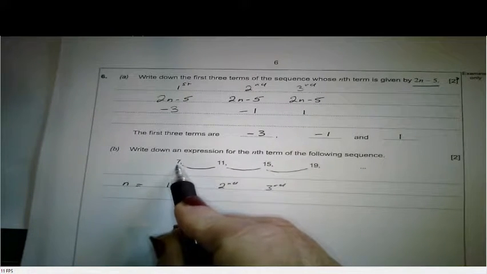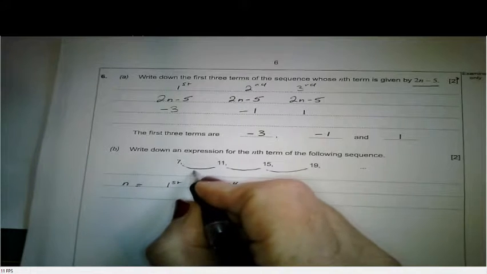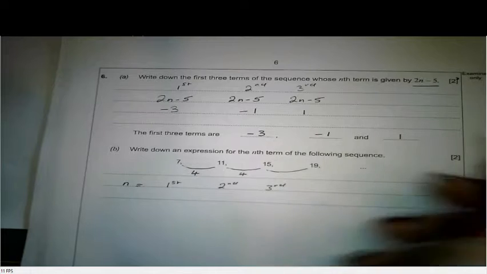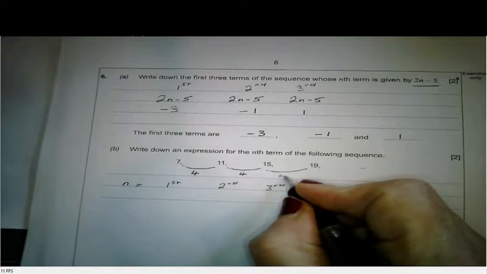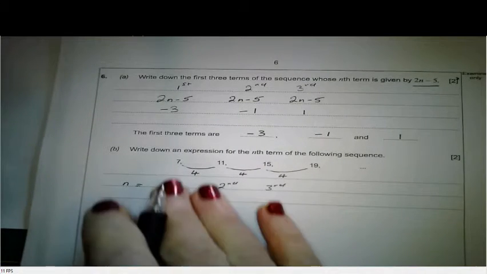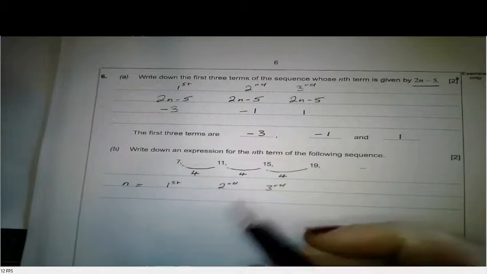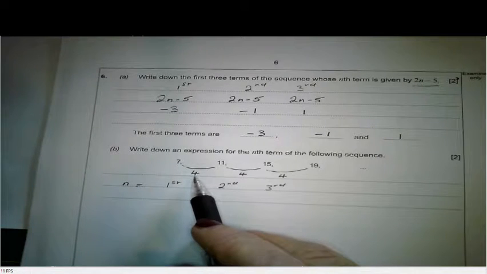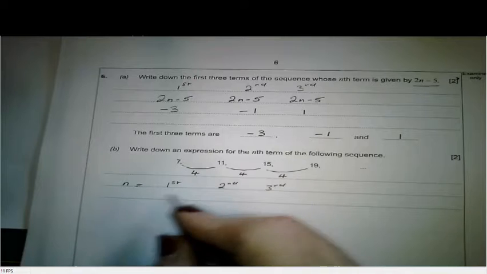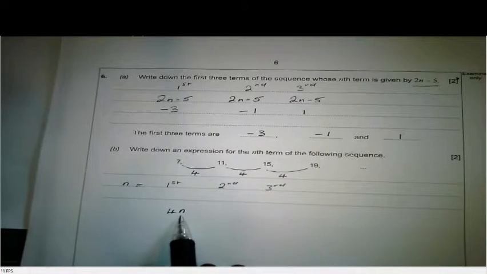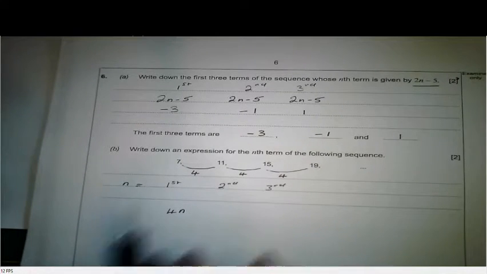Now I can see the difference between 11 and 7 is 4. The difference between 11 and 15 is 4. And the difference between 15 and 19 is 4. So there's a difference of 4 between each of the numbers. So from previous experience, the way to do this is to take the n and multiply it by 4. So 4n is going to be part of the solution.